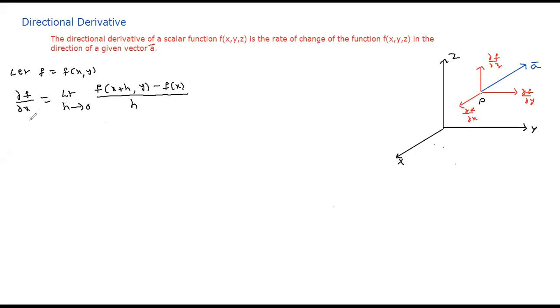Similarly, if it is the partial derivative with respect to y, f of x comma y plus k minus f of x comma y. I think there is a mistake here. You are measuring the change in the x direction, right? There is no change in y. I'll slightly modify this. Okay, so if f is a function of three variables, how do you write down the formula?